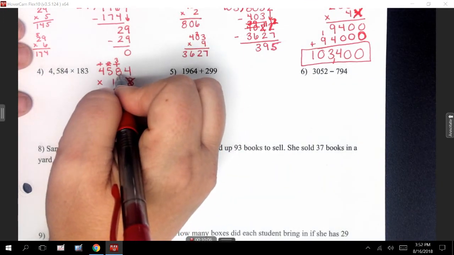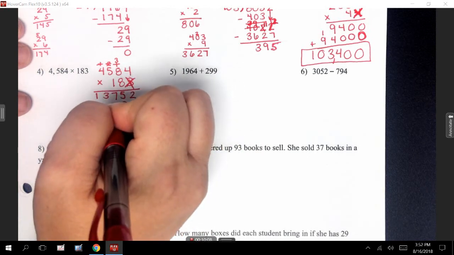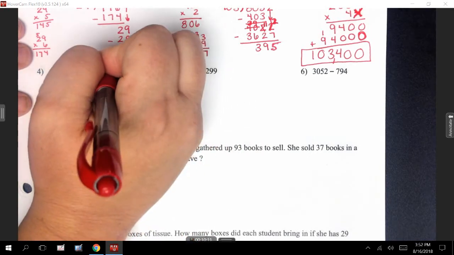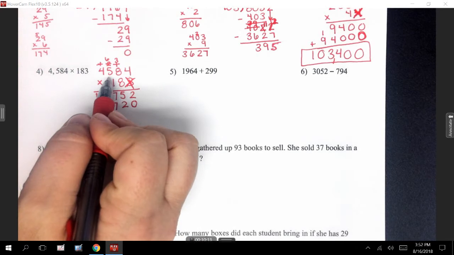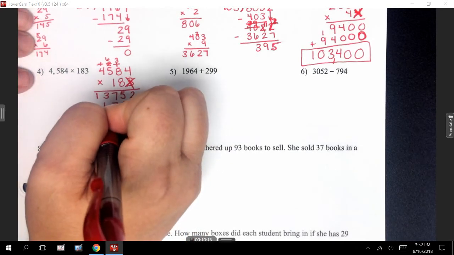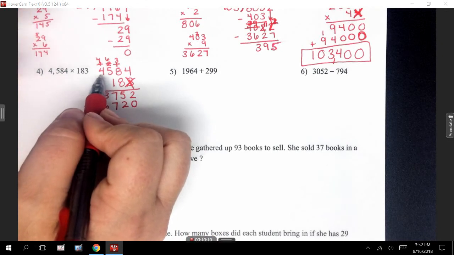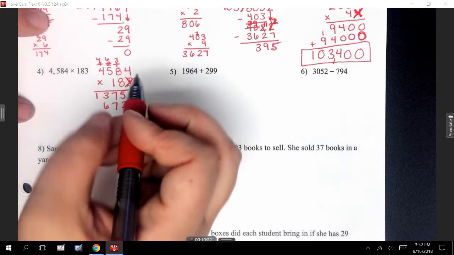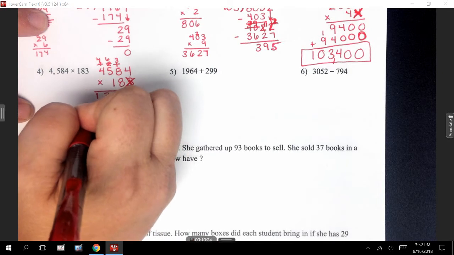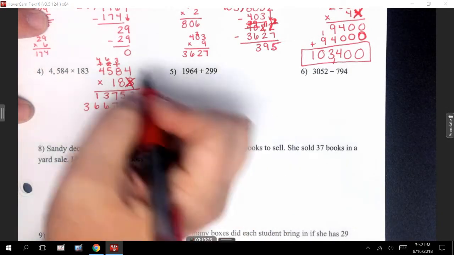8 times 8 is 64, plus the 3 is 67. I'm carrying my 6. 8 times 5 is 40, plus the 6 is 46. Carry my 4. 8 times 4 is 32, plus 4 more is 36. Again, be really careful with that place value here.